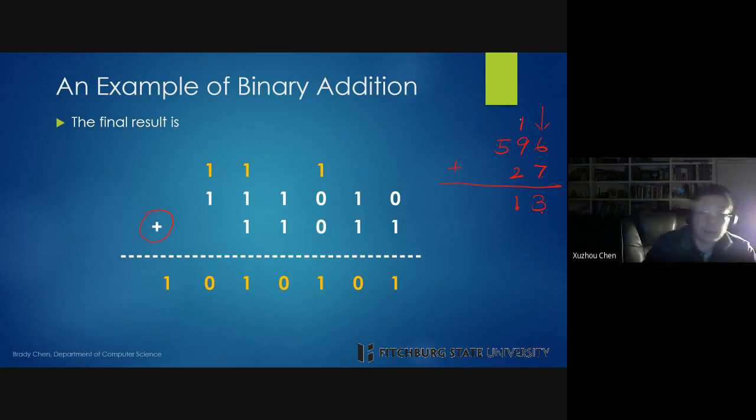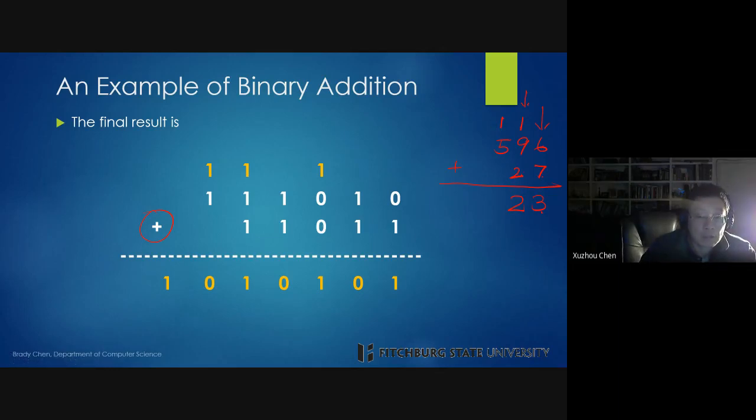So then I'm going to erase that number over here. And then we're going to add the numbers in the tens position. So 9 plus 2, that's 11, plus the 1 just carried over from the ones position. So 9 plus 2, 11, plus 1, 12. So it's a 12.